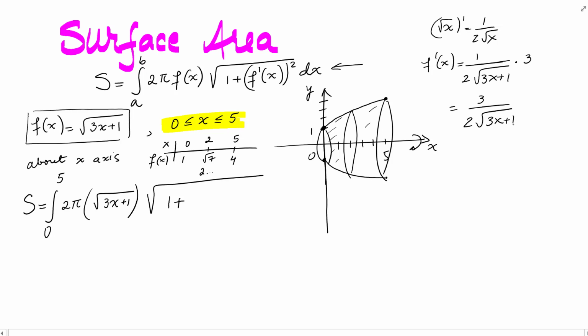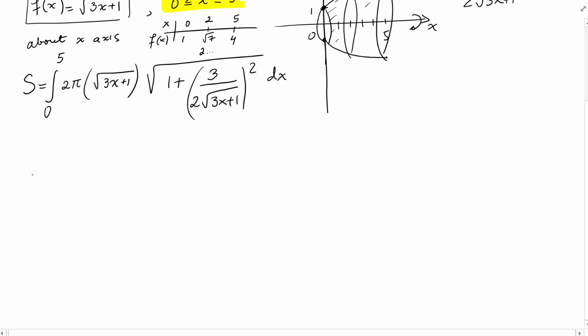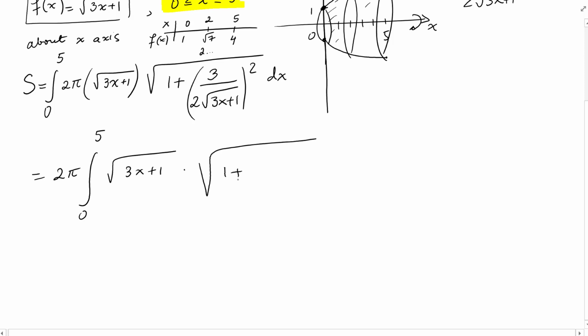When we replace back into the formula, we wrote the formula up to this step. So now I have f prime, which is 3 over 2 square root of 3x plus 1, everything squared, dx. So let's do the math. 2 pi is a constant, it comes in front, integral from 0 to 5, square root of 3x plus 1, times square root of, and I'm going to square this quantity, so it's going to be 1 plus 9 over 4 times 3x plus 1, dx.